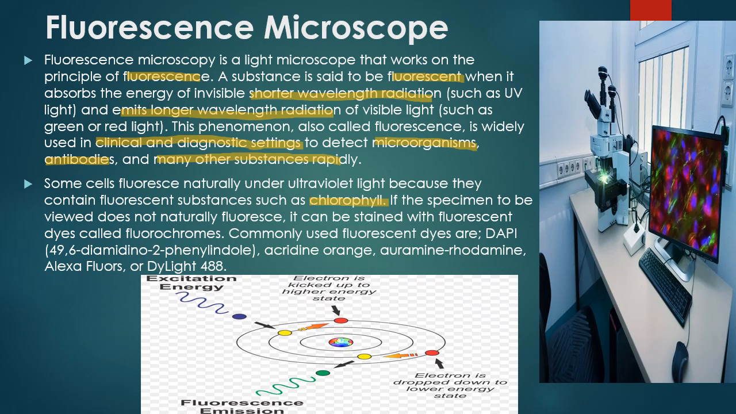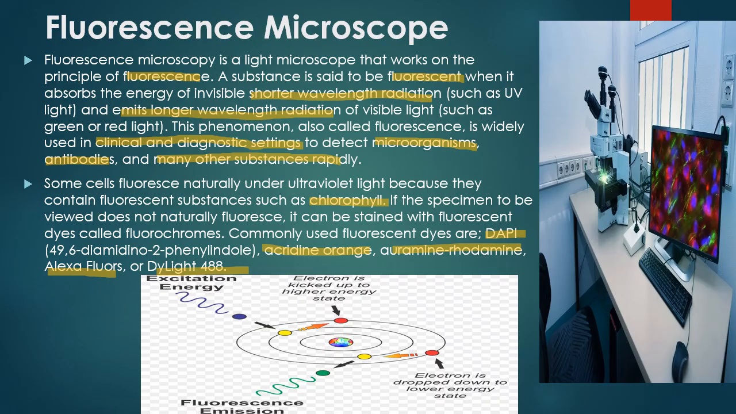So they usually undergo fluorescence. They are able to absorb light of a particular wavelength and produce light of another, and as a result you can observe the specimen very clearly. Hence we use this fluorescent dye. The most commonly used fluorescent dyes are DAPI, acridine orange, ethidium bromide, rhodamine, Alexa Fluor, and DyLight 488. So these are some of the commonly used fluorescent dyes.